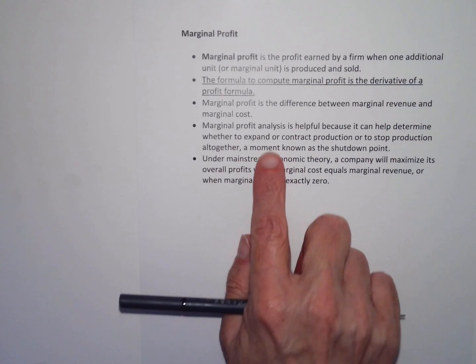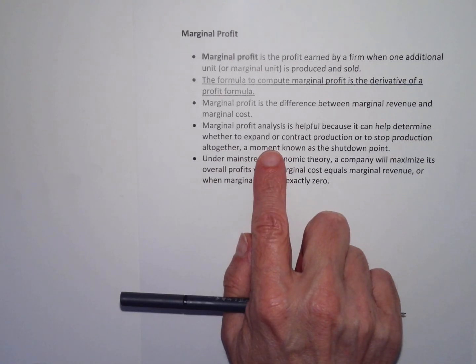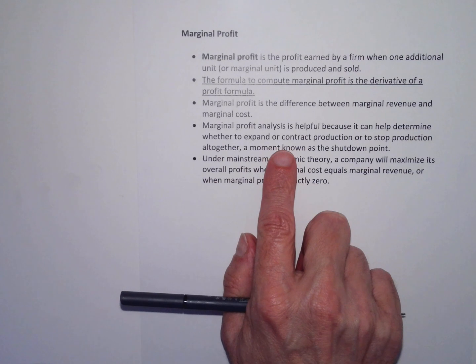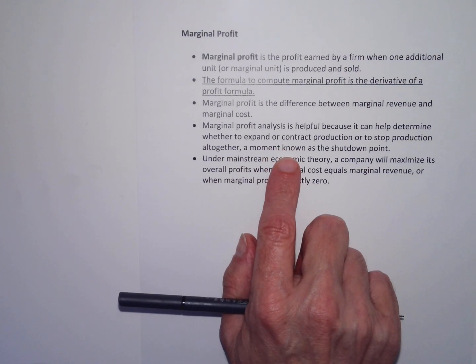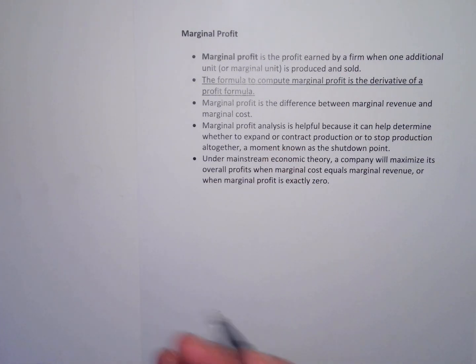So marginal profit is important because it helps you understand whether you can produce more or you need to contract production. If you're losing money on every additional product that you're selling, then why sell them? And if you're making money on every additional product that you're selling, might as well make and try to sell more.